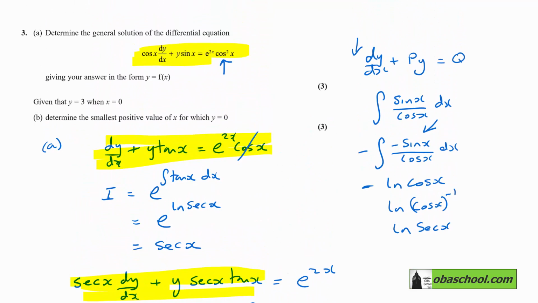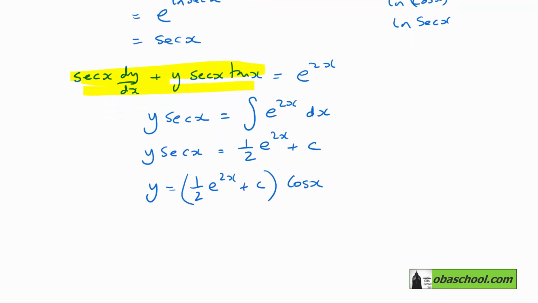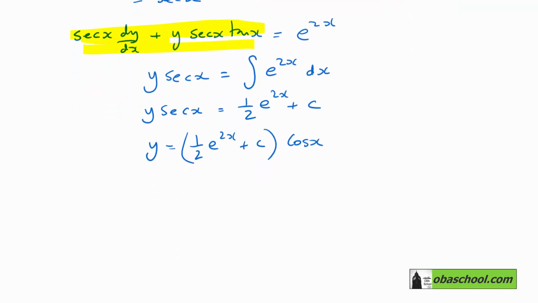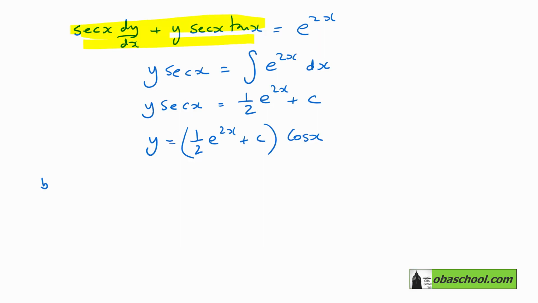Now, let's go back and look at what the question said for the second part. It says, given y is 3 when x is 0, determine the smallest positive value of x for which y is equal to 0. So x equals 0, y equals 3 must help us work out the constant here. Substitute those in: 3 is going to be (a half plus c) times the cosine of 0, which is 1. And for that to work, c has to be equal to 2.5, so 5 over 2.